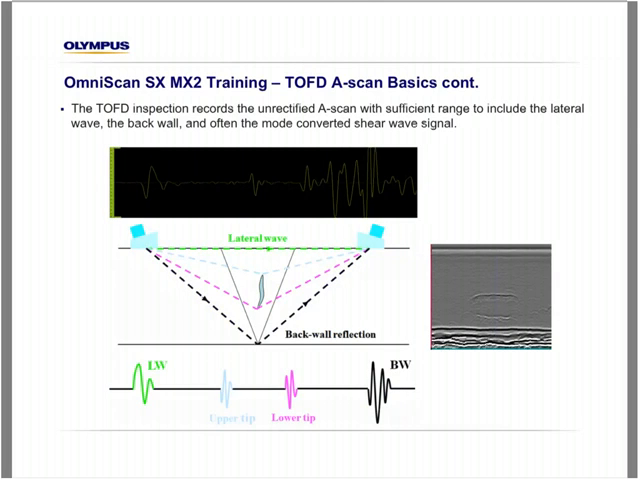We'll see here an example of a flaw in the volume of the weld in between the lateral wave and back wall. The phase of this signal is important in our analysis for flaws that are either in phase or out of phase, being negative, positive, negative, or positive, negative, positive.